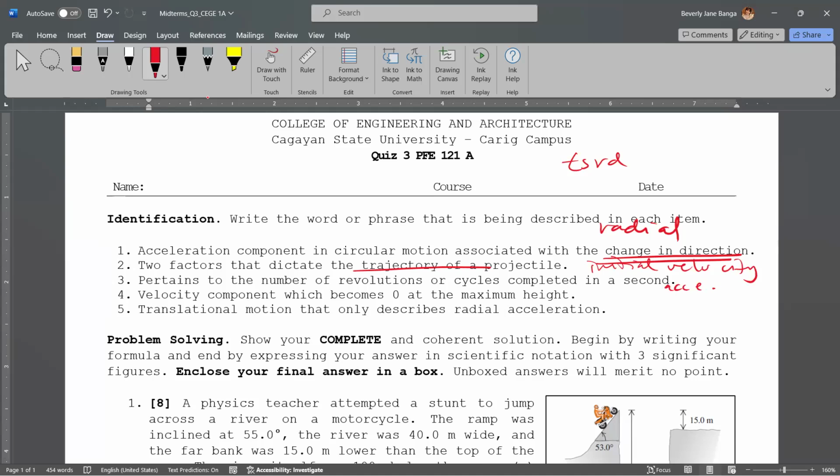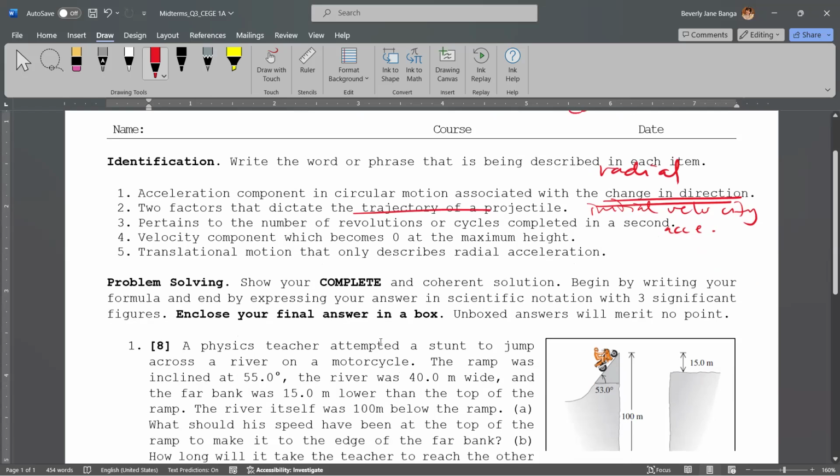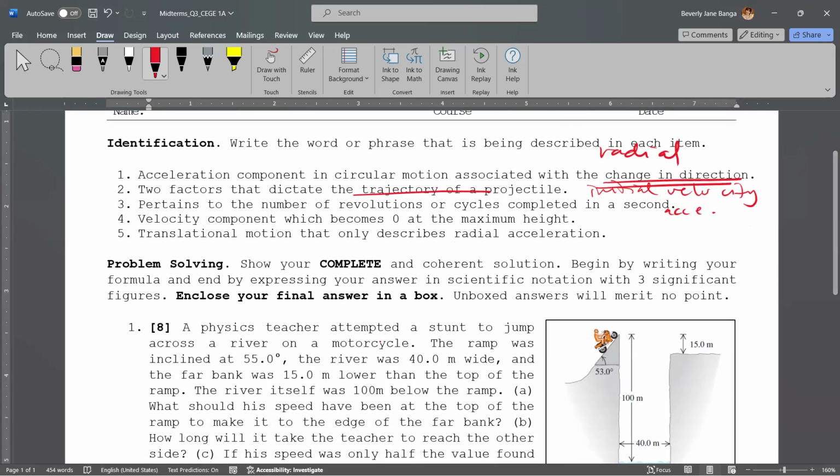So, number 4 naman, ano daw yung component which becomes 0 at maximum height? That is your vertical velocity Vy. Okay, vertical velocity Vy. Number 5, translational, that only describes radial acceleration. So this is uniform. Okay.